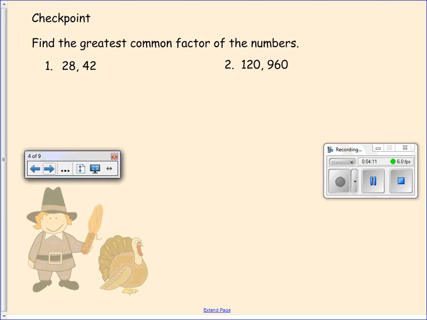Now, we're going to check our work to see if we understand the concept. So, we're going to numbers 1 and 2. I'm going to ask you to find the greatest common factor of the numbers. I'm going to pause it. We're going to come back and check your work.